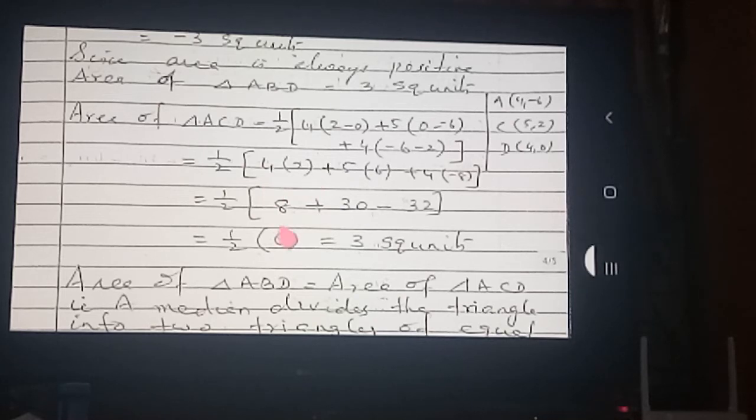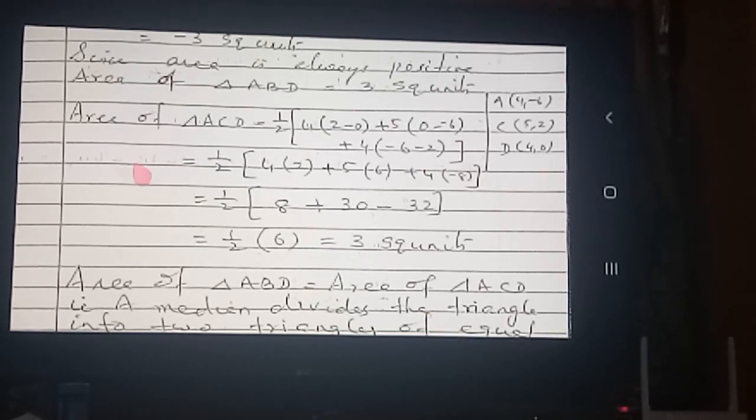So 4 into 2, how much coming? 8. 5 into 6, how much coming? 30. 4 into minus 8, how much came? Minus 32. 38 minus 32, how much? 6. Half of 6, what you got? 3. 3 square units. See here, area of triangle ABD, how much you got?